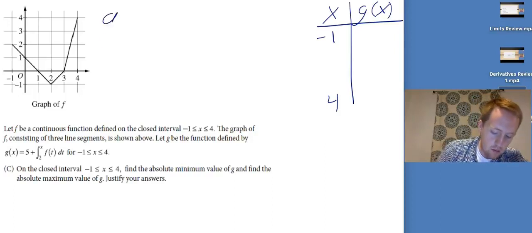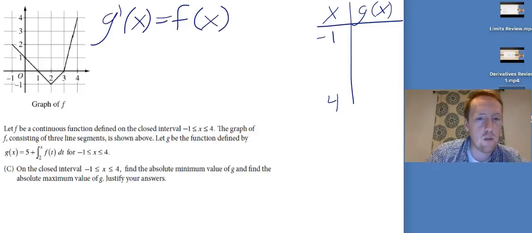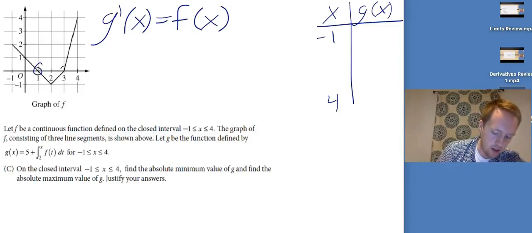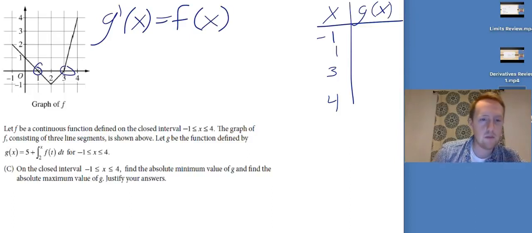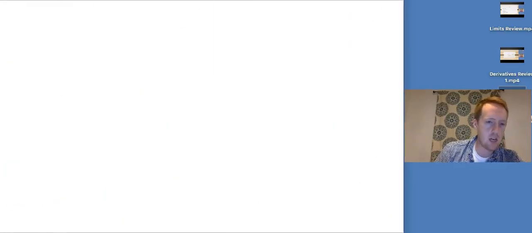So remember, g prime of x is f of x. So whenever g prime of x changes sign, I have a critical point. So whenever f changes sign, I've got a critical point. That happens here and it happens here. So I'm also going to check x equals 1 and x equals 3. So we've done g of 4, if you remember a couple slides back.